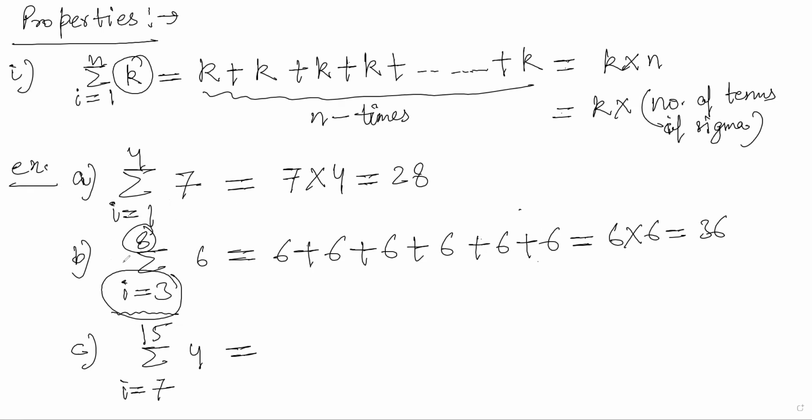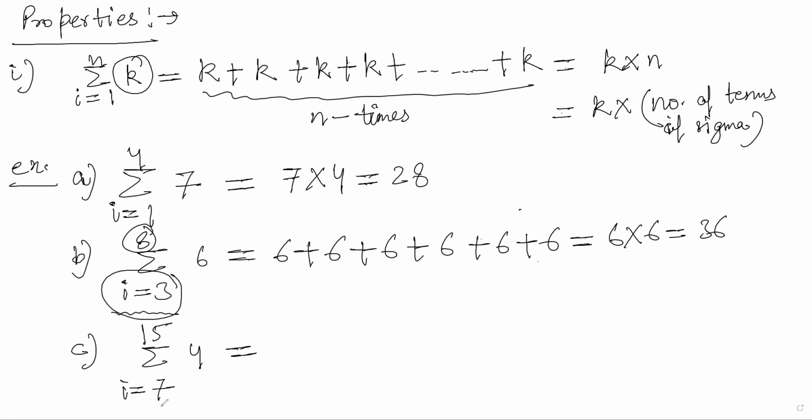Total terms would have been 8 if this lower limit started from 1. But it hasn't. It started with 3. It means it left out, yes, correct, Safa. Good. It means that it left out 2 terms. 8 terms should have been there. 2 terms are missing. Hence the total is 6 terms. That's the logic. Now you need to apply this logic in part C.